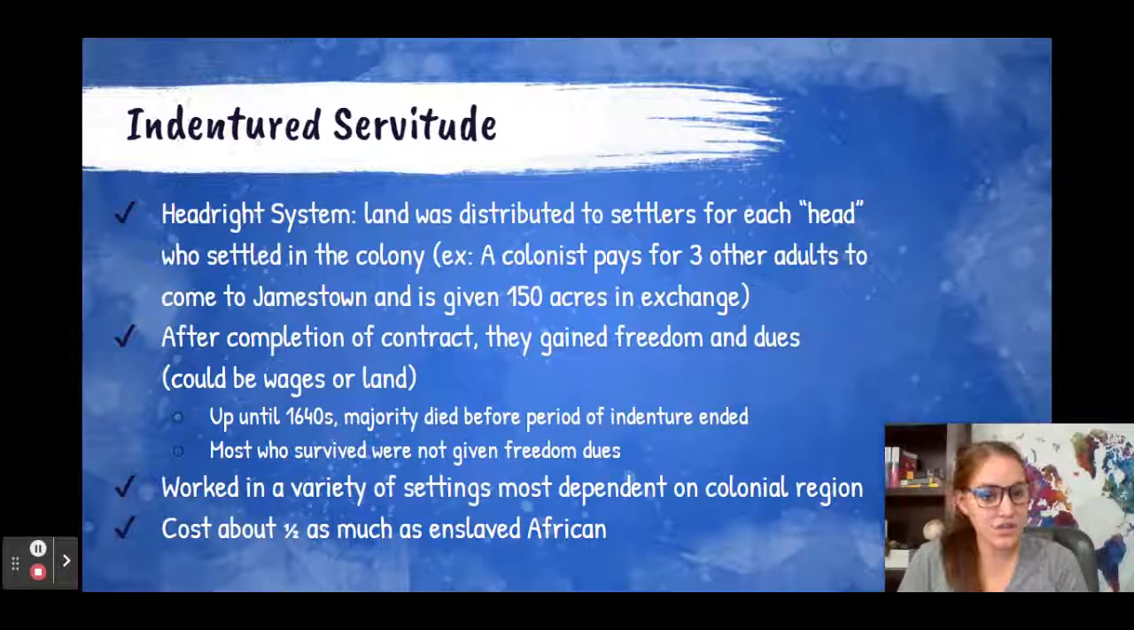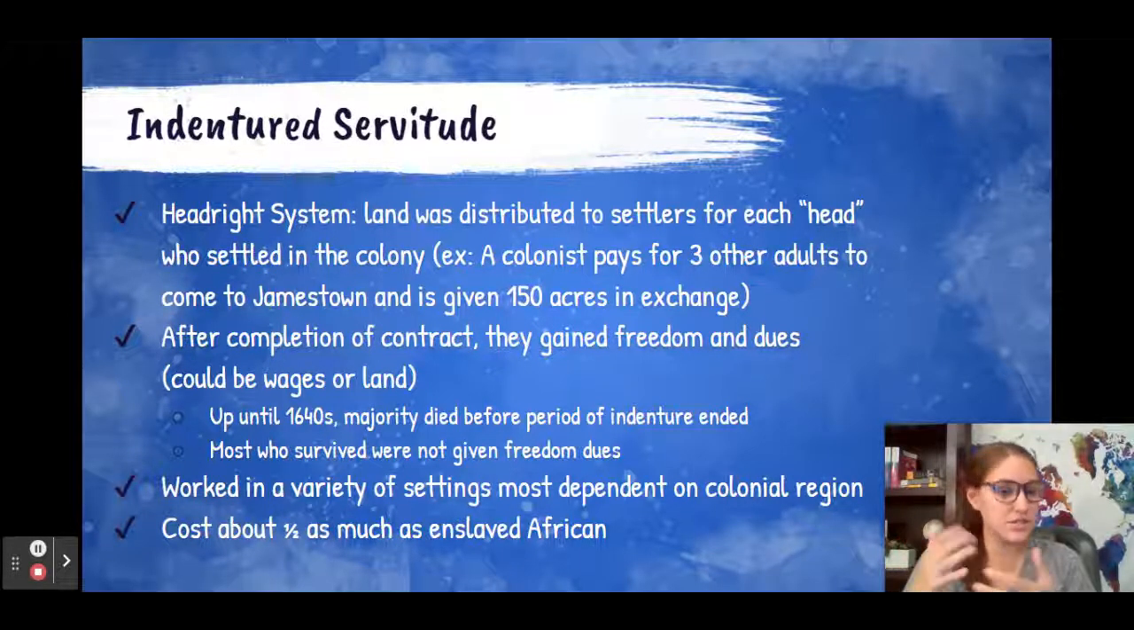After completing the contract, indentured servants would be given their freedom and freedom dues. This could be wages, land, it could be a variety of things, but it would have been spelled out in the contract that they agreed to. But up until the 1640s, the majority of indentured servants, over 50%, died before their period ended. They died from starvation, from exposure, from the challenges of the environment, disease, a whole variety of reasons, but it was not a good experience.